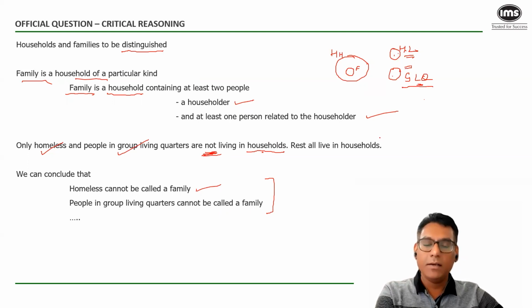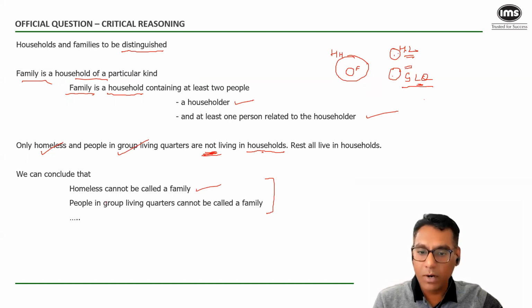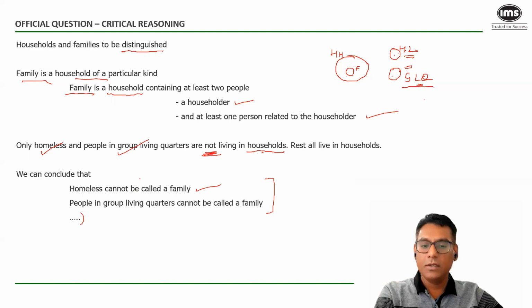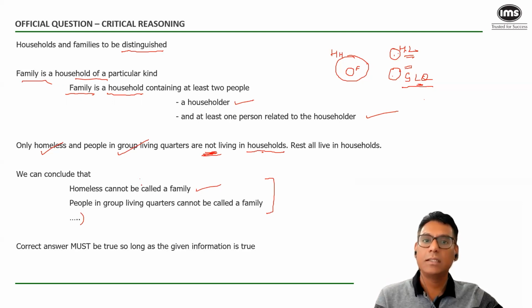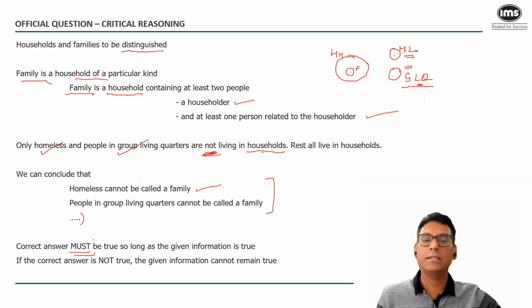But then how do I go about selecting the correct inference? One characteristic that I will use as a benchmark to judge the correct inference is that it should necessarily be true, must be true. And how am I going to do that? I'm going to do that by using a trick, and that trick is, if something has to be true, I look at a situation in which it is not true, and then I see what happens to the given information.